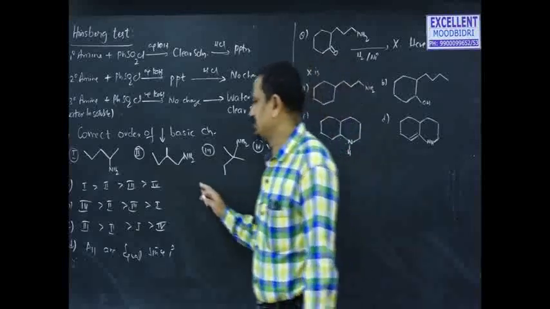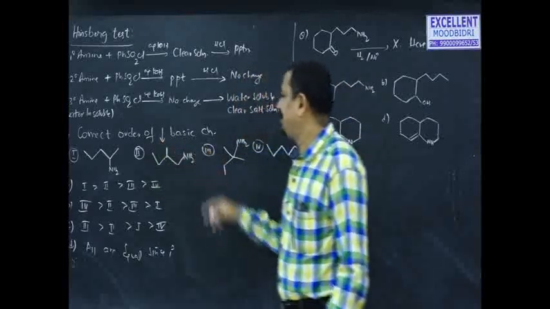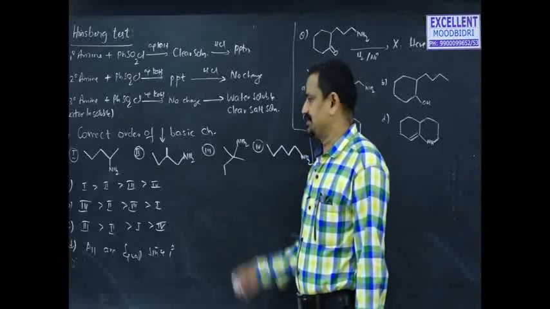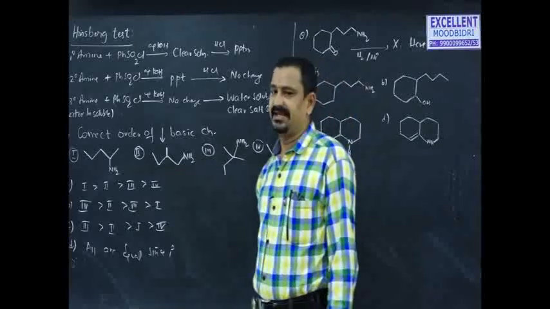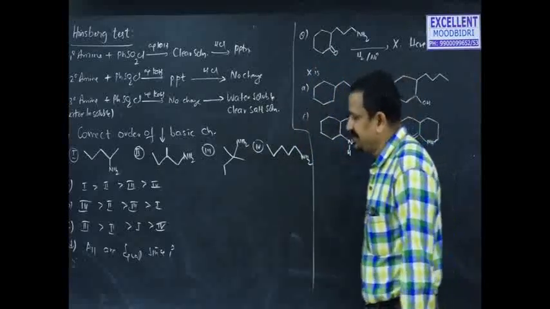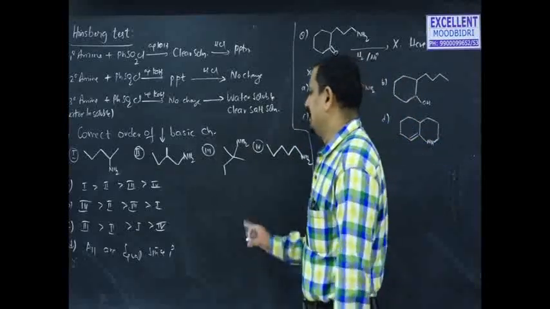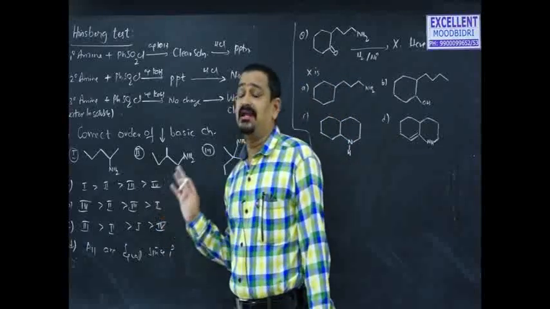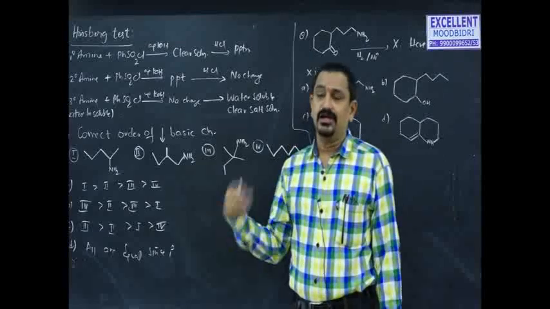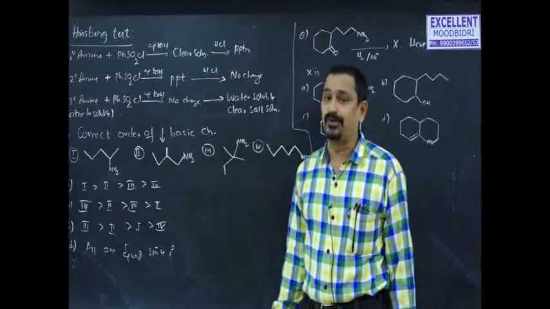And let us see this question, correct order of decreasing basic character. Already we studied in aqueous solution, of course these questions will be in aqueous solution only. So what will be the order? Actually the nitrogen should be less crowded, the functional group should be less crowded for the access of a proton.